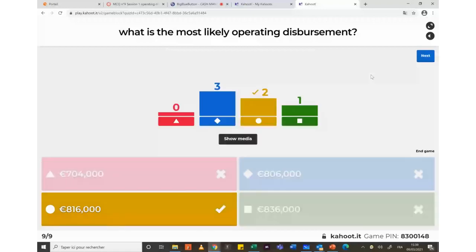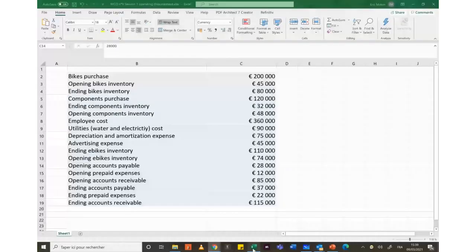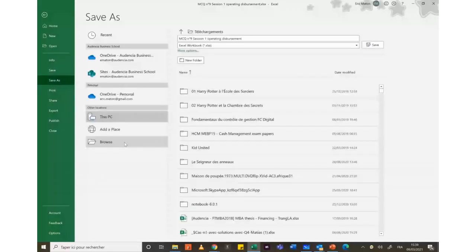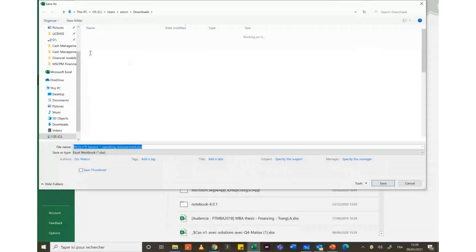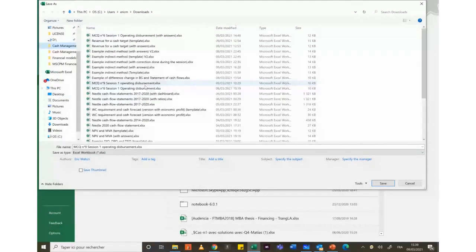So the good answer is 816,000. Maybe it was too fast to calculate in 4 minutes. So I will present different ways to calculate the operating disbursement. So I will save the Excel file with answers. So MCQ number 9 is answers.